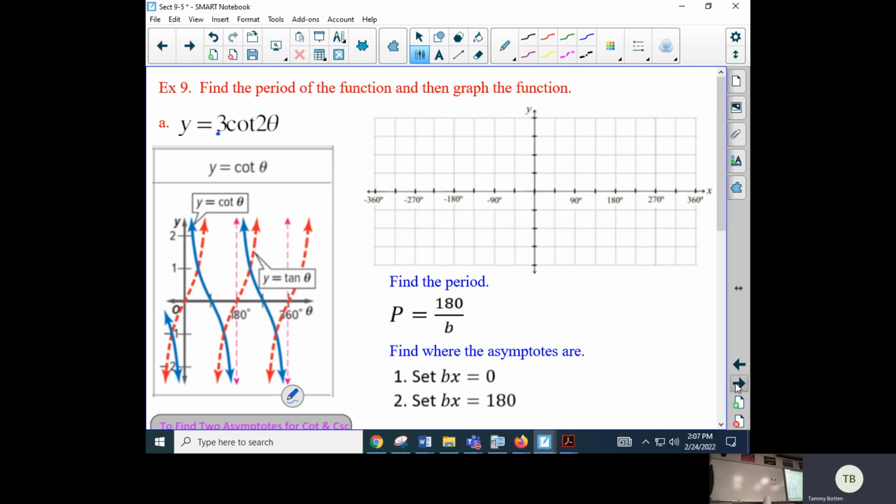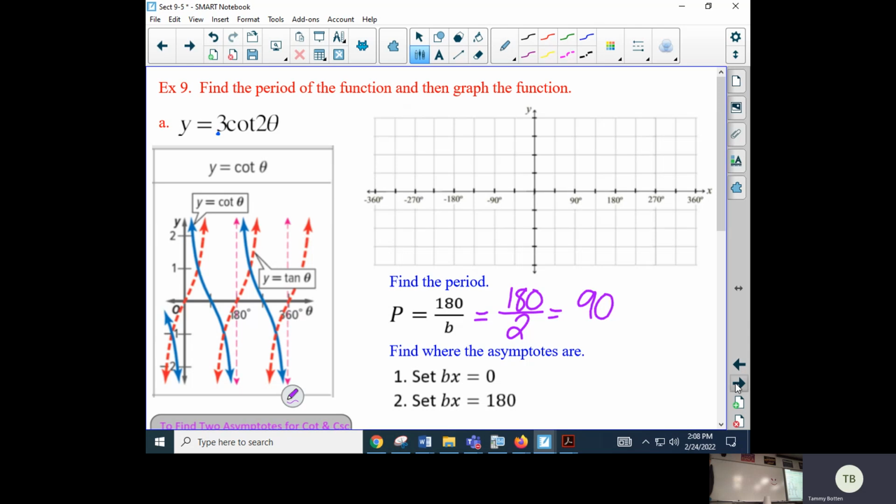So now let's do the period for this. Do you see how there's a 2 in front of theta? Do you know that that 2 is your B? Okay, so what we would do here is 180 divided by 2, which is 90, okay? What does that mean then? Every 90 is a period.